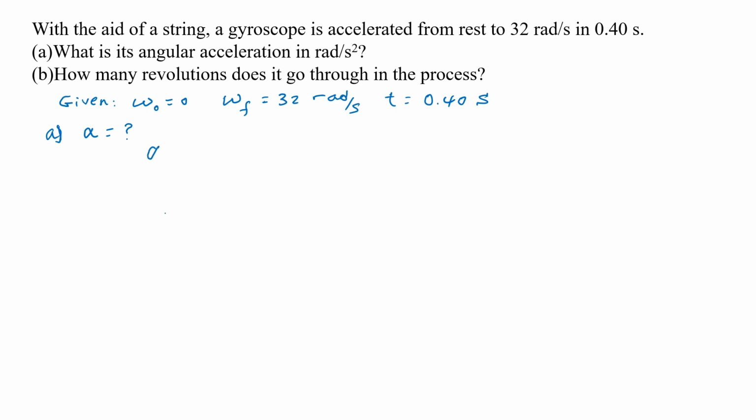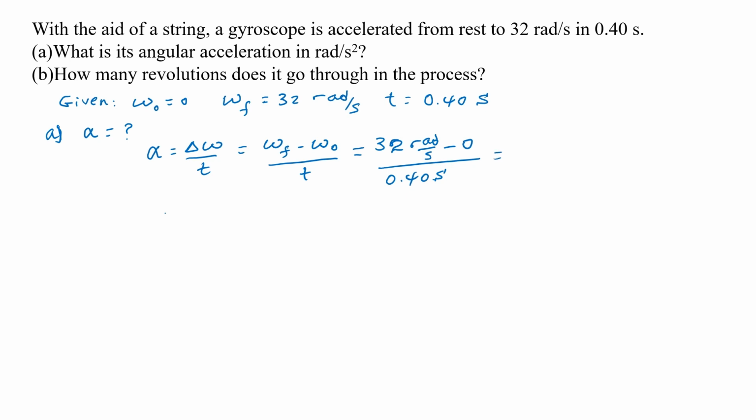And we know that alpha is equal to change in angular velocity over elapsed time t. That's omega f minus omega naught divided by the elapsed time t. And that's 32 radian per second minus 0 divided by 0.40 seconds. This yields 80 radian per second squared.